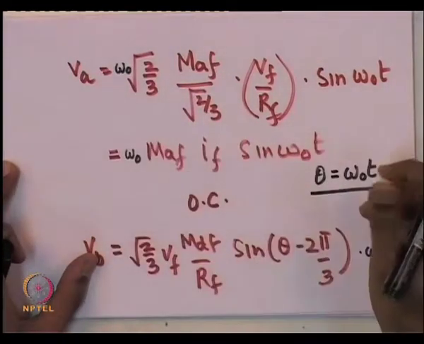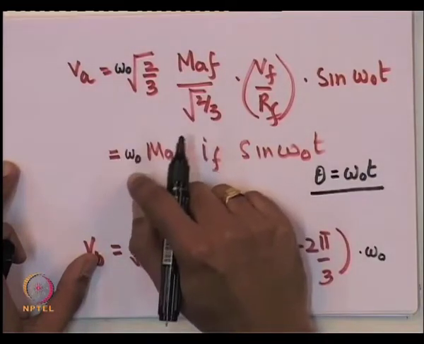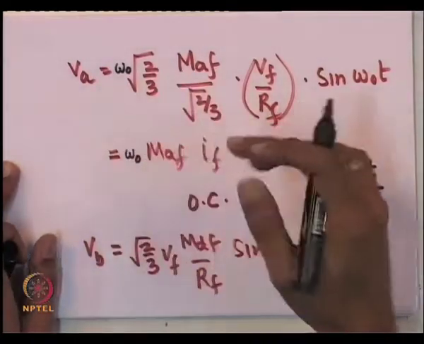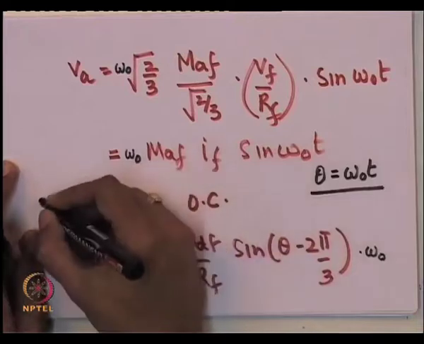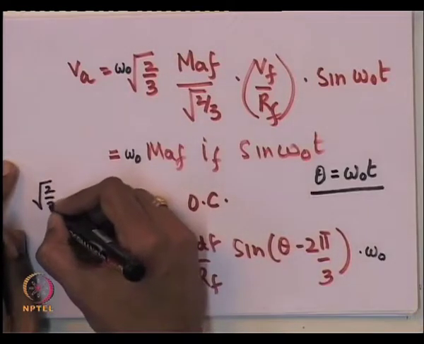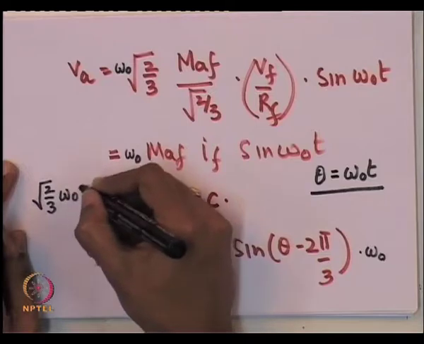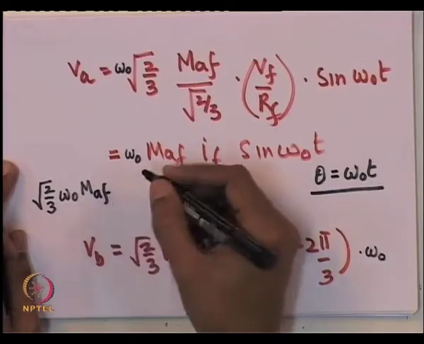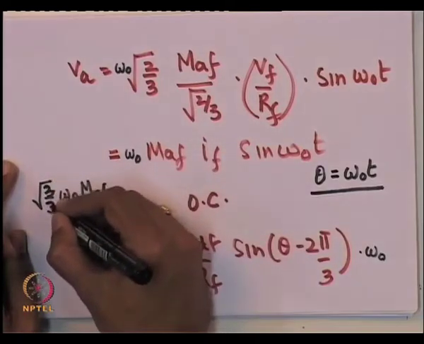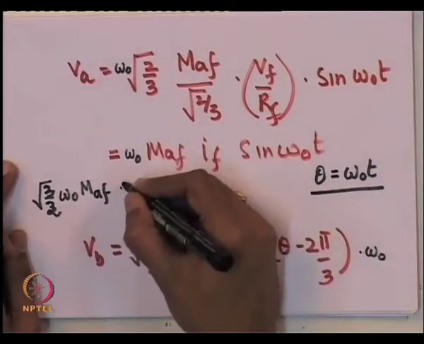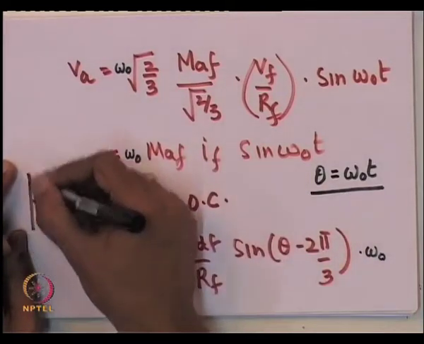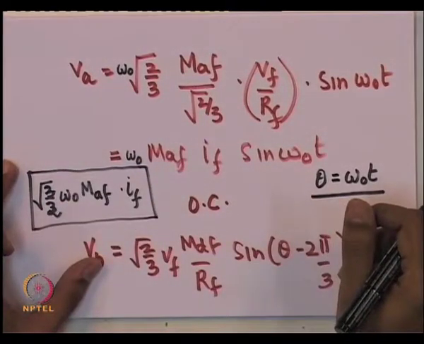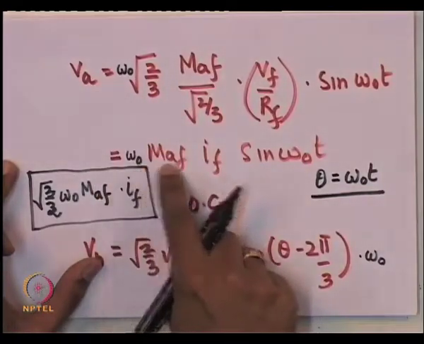Of course, if it is a star connected winding, root 3 by 2 times this would be the line to line voltage. So, line to line voltage magnitude would be root 3 by 2 into omega naught M A F into I f. I am sorry, earlier I said root 2 by 3, this should be root 3 by 2. So, this would be the line to line RMS magnitude, whereas the voltage across the A winding would be this.